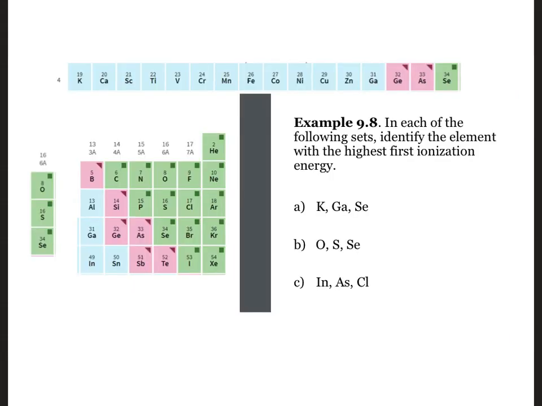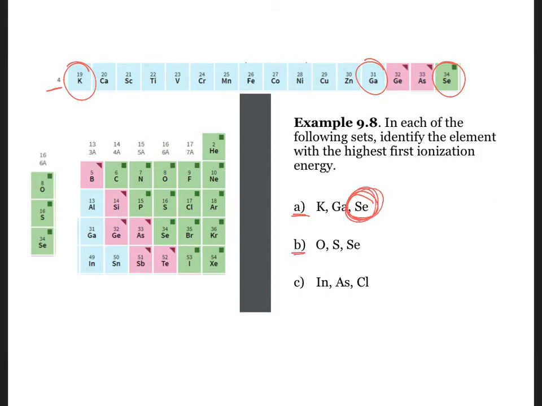I've grabbed snippets of the periodic table to help us identify the elements in each set with the highest ionization energy. In set A, we see that potassium, gallium, and selenium are all in the n equal 4 principal energy level. Selenium is farthest to the right, and as a nonmetal in this position relative to the other elements in the list, will have the smallest radius and the highest ionization energy.